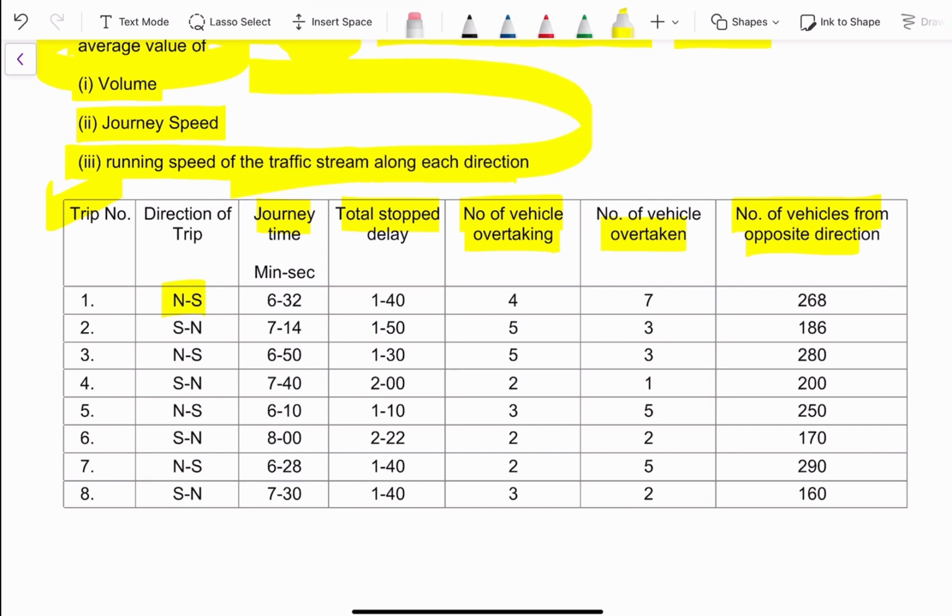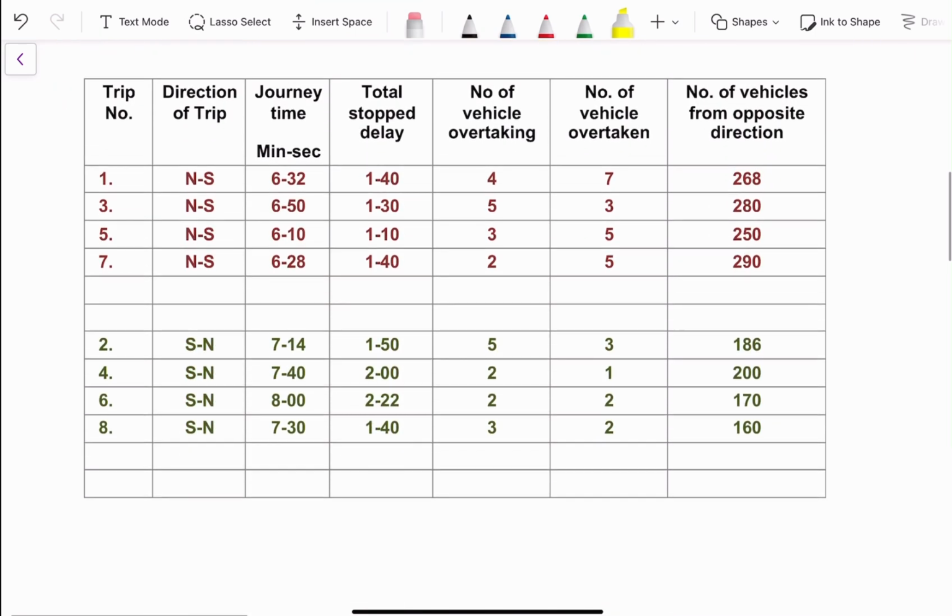So let us solve the question. First of all, we will segregate the data in terms of the direction of trip. I have already done that, so you can see that I have segregated the data in terms of the trip direction. The north-south trips are summarized here, and the south-north trips are summarized here. First, let us find the average value of each parameter that is given to us. We are going to take up the north-south direction and find the total value.